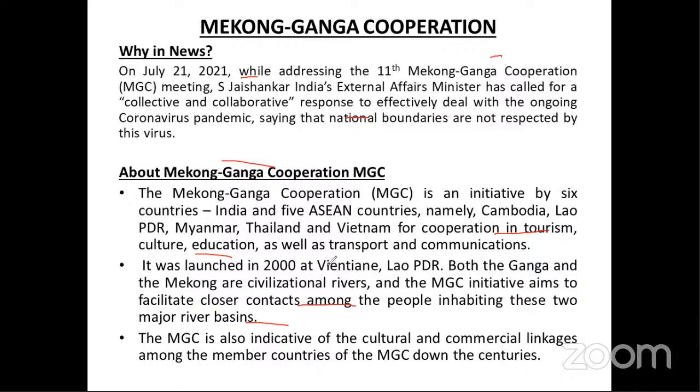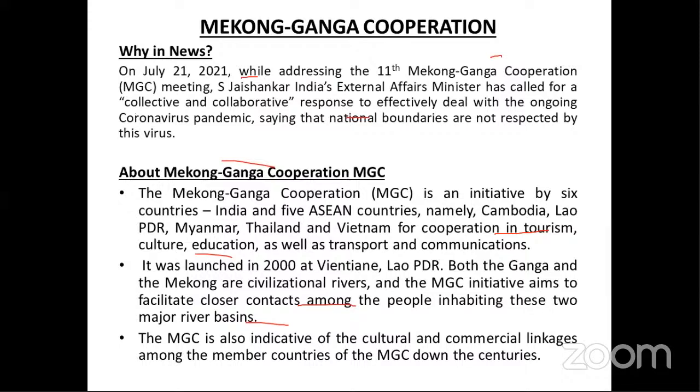So Mekong Ganga is actually the name of 2 rivers. Ganga and Mekong are the civilization rivers, and the Mekong Ganga Cooperation initially aims to facilitate closer contacts among the people inhabiting these 2 major river basins. So for places that are located very close to these river basins, development is more important. Mekong Ganga Cooperation is also indicative of the cultural and commercial linkages among the member countries of the Mekong Ganga Cooperation down the centuries.